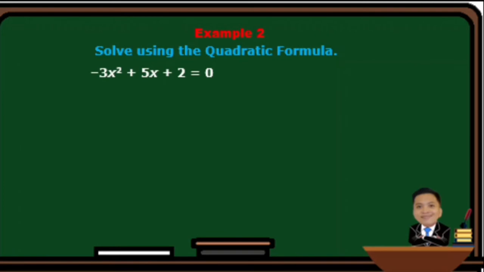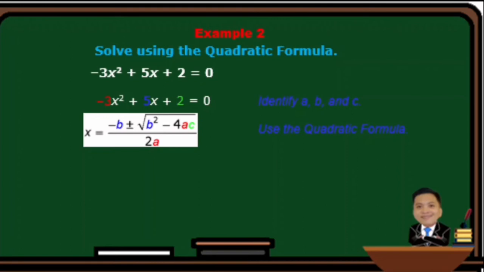Example 2. Solve using the quadratic formula. Negative 3x squared plus 5x plus 2 is equal to 0. Identify the values of a, b, and c. a is equal to negative 3, b is equal to 5, and c is equal to 2. Use the quadratic formula. Substitute negative 3 for a, 5 for b, and 2 for c.